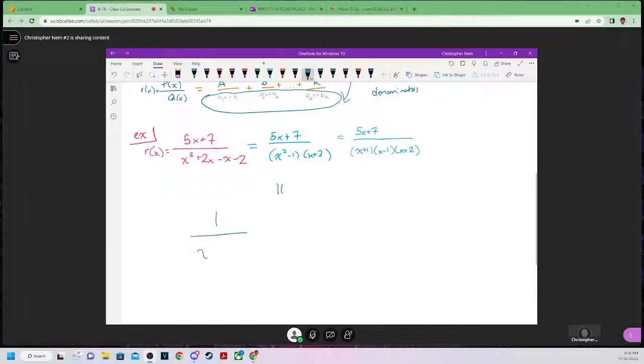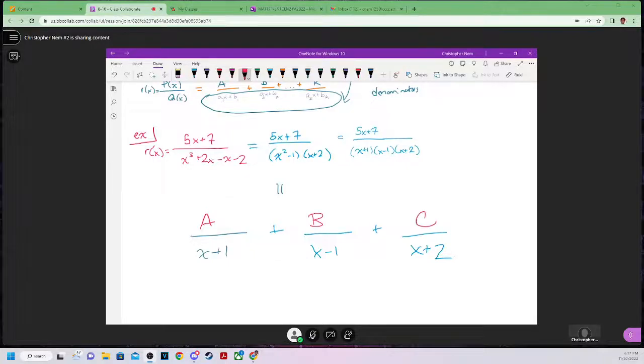So that means I can decompose this into something over x plus 1 plus something over x minus 1 plus something over x plus 2. I do not know my numerators, so I'm just going to choose some letters or placeholders for my numerators.